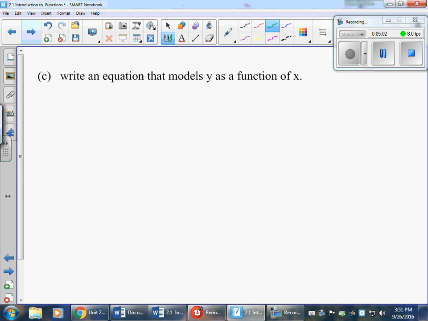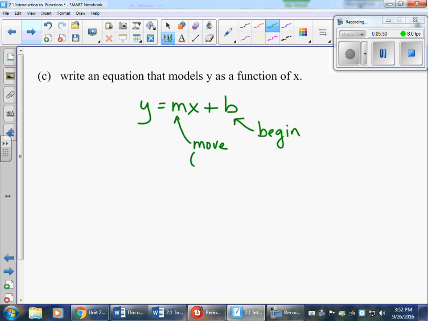Write an equation that models y as a function of x. So I'm hoping that you're recognizing that this is a linear function. So if we think about the formula for a linear function, y equals mx plus b, b is always where we begin, our starting point. If you're thinking about it on a graph, it would be our y-axis. And m is how we move or grow, or sometimes we even decrease.